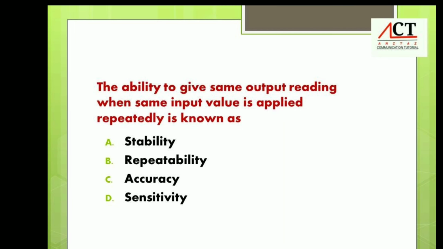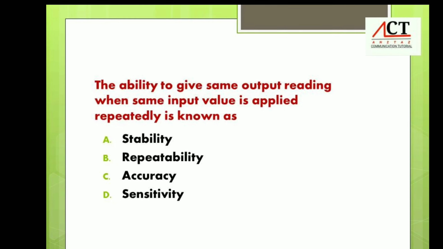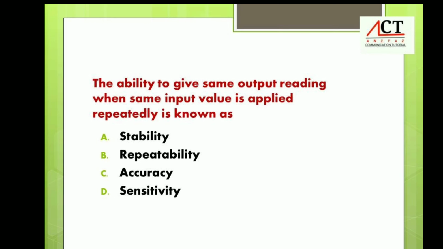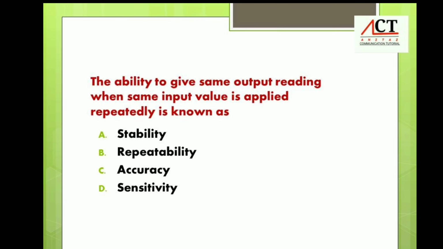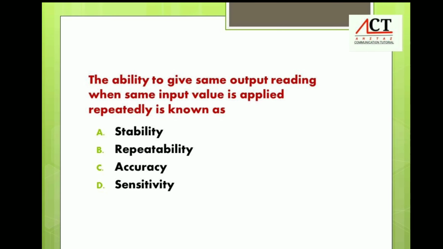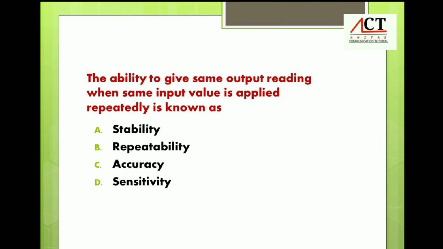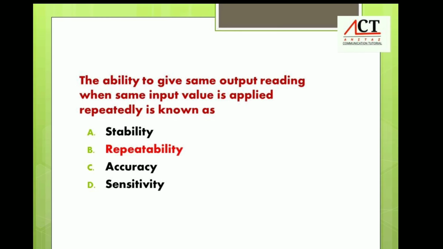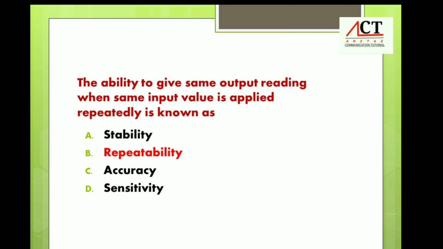And the next question is, the ability to give same output reading when same input value is applied repeatedly is known as A, stability, B, repeatability, C, accuracy, and D. And the correct answer is option B, that is repeatability.